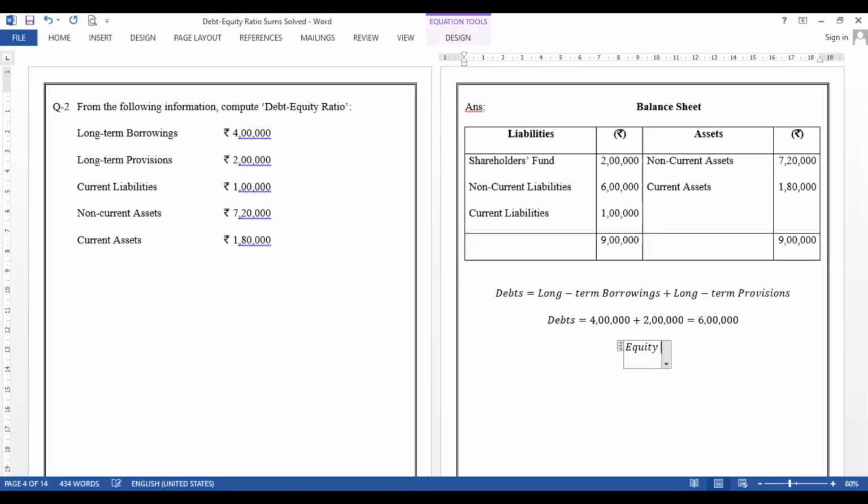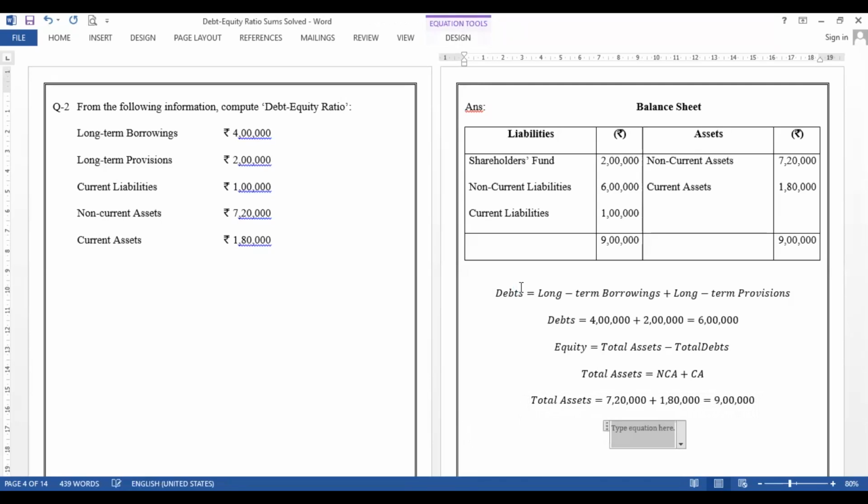So for equity, the formula will be, let me write, total assets minus total debts. Okay, total assets will be equal to non-current assets plus current assets. So let us place the values over here. Total assets will be equal to 7,20,000 plus current assets of 1,80,000. So the total is rupees 9 lakh.